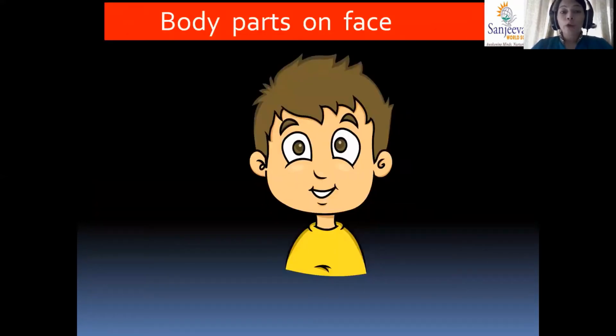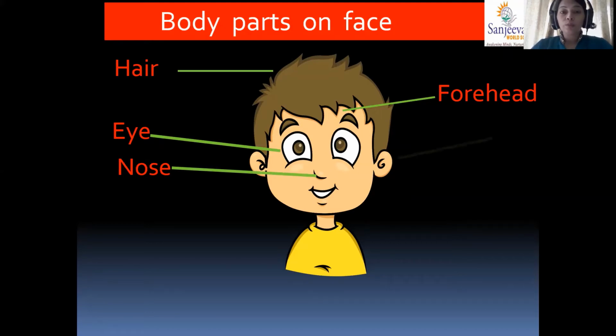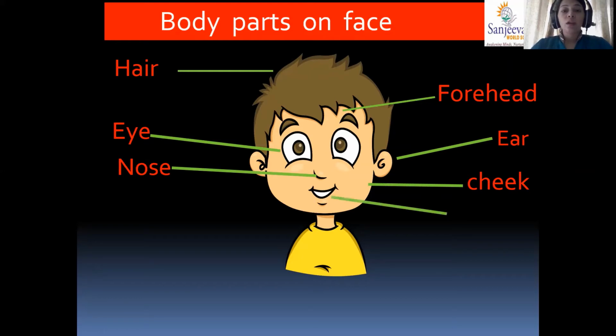First, we will see the body parts on face. Hair. Our head is covered with hair. Just below the head, this part is known as forehead. Eye. We have two eyes. Nose. We have one nose. Ear. We have two ears. This part is known as cheek. Then mouth. We eat with our mouth. We have one mouth. So children, these are the body parts on face.